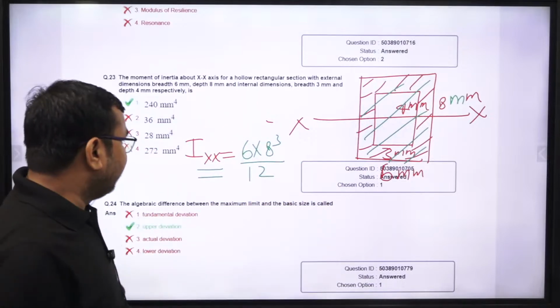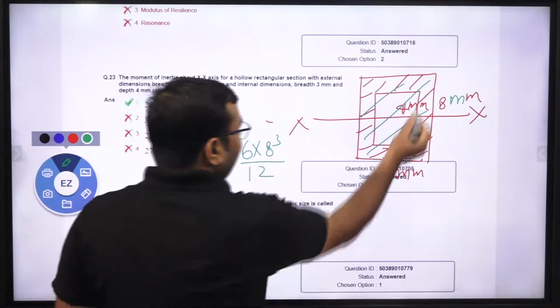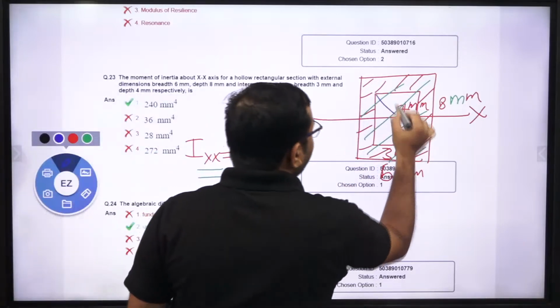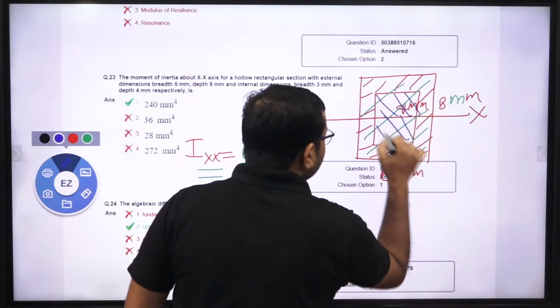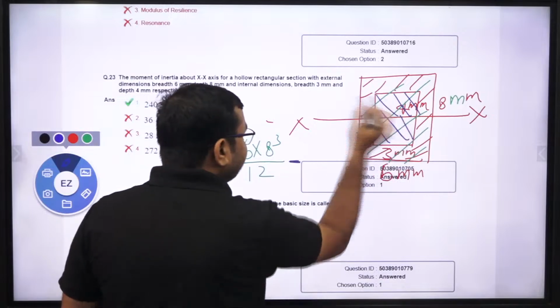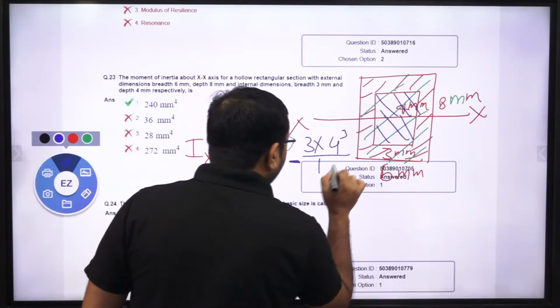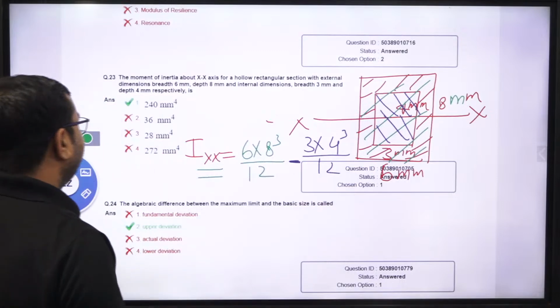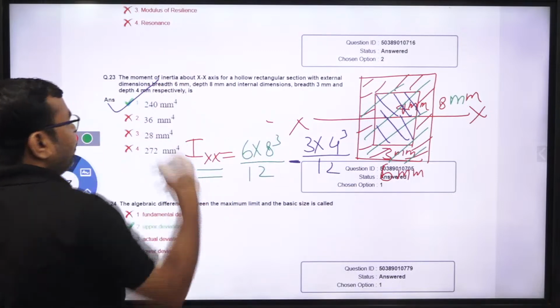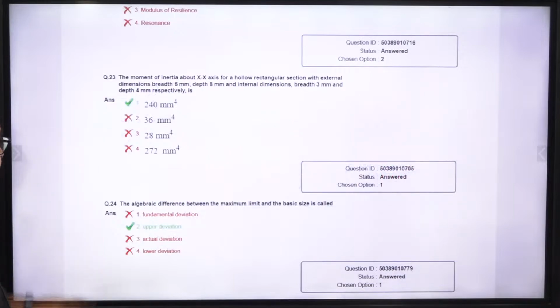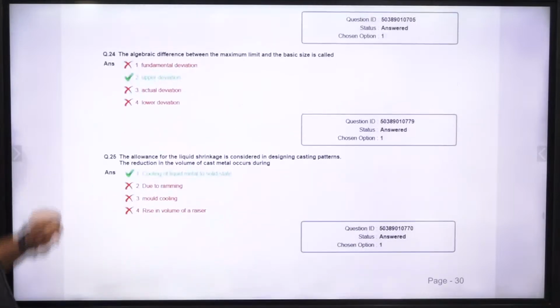Yes or no? Correct. So this is the moment of inertia of the whole rectangle, but the internal part is not available here, this is a hollow section, so we need to subtract this part. So can I say this is 3 into 4 cube over 12? Yes or no? Now if you simplify this expression, then you will get option 1. Option 1 is the right answer. Is it clear? Okay, so let's see another question.